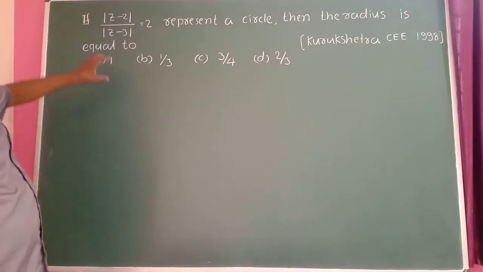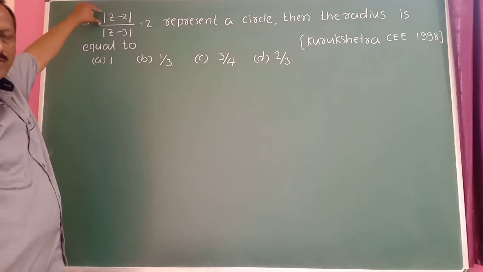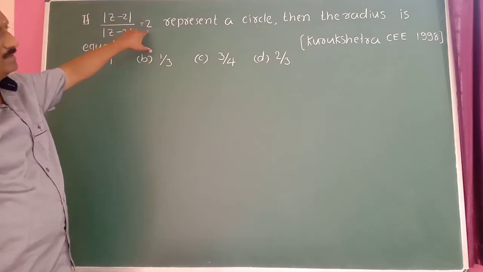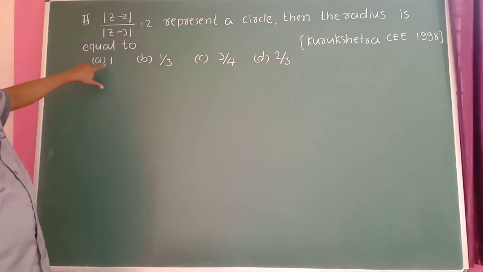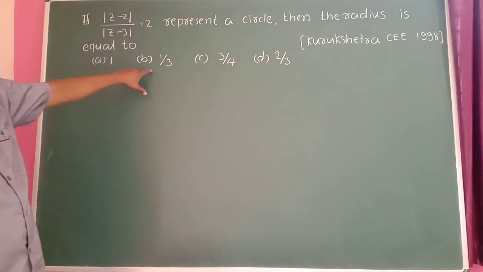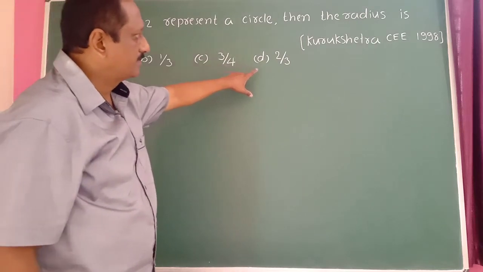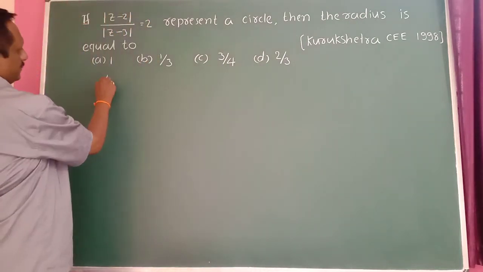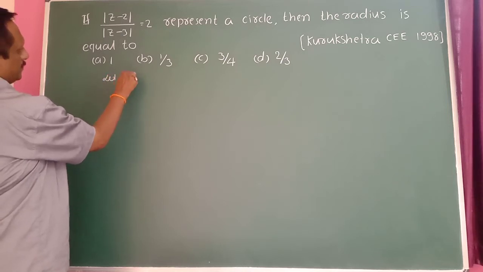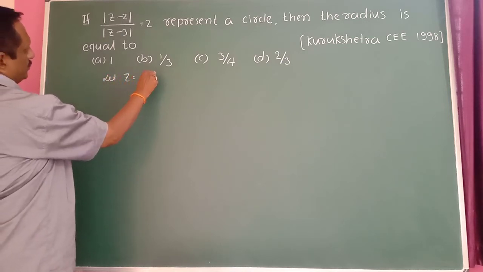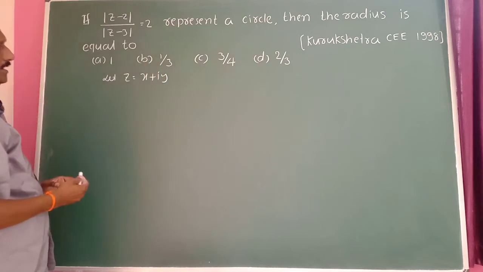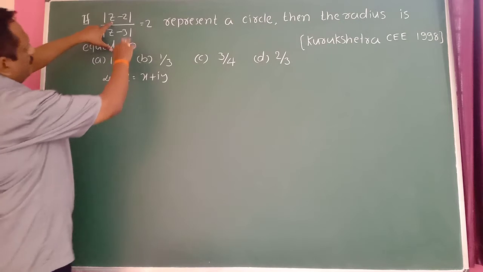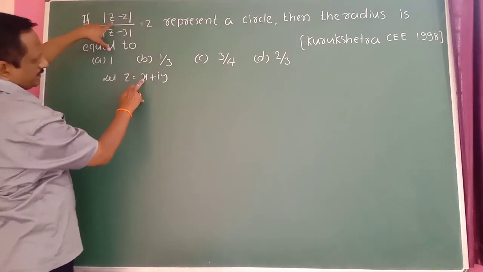Okay. Here modulus of z minus 2 divided by modulus of z minus 3 is equal to 2 represents a circle. Then the radius is equal to: first option is 1, second 1 by 3, third 3 by 4, and the fourth option is 2 divided by 3. Let us consider z equal to x plus iy.